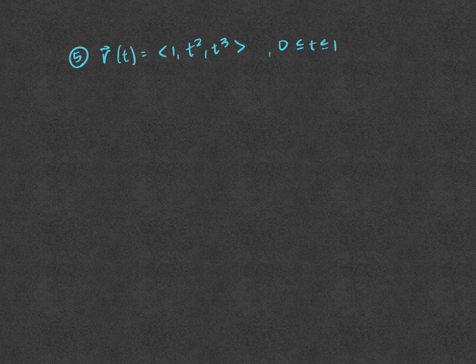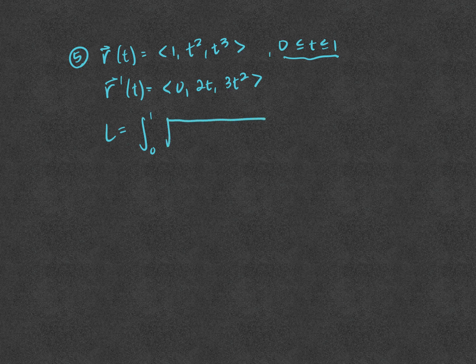So let's start with the fact that we have the bounds for t. So let's go ahead and find the derivative of the vector r. So the derivative of 1 is 0. The derivative of t squared is 2t, and the derivative of t to the third is 3t squared. So now we can talk about the arc length. From 0 to 1, the square root of the squares of the components here. So we're going to have 0 squared, which was a waste of our time, I know, but 2t squared plus 3t squared with respect to t.